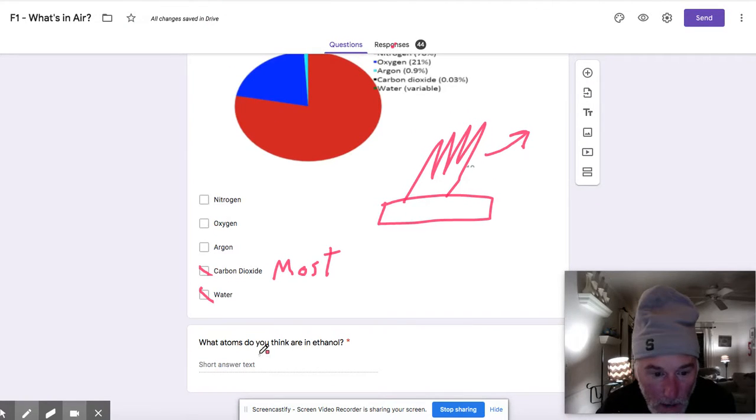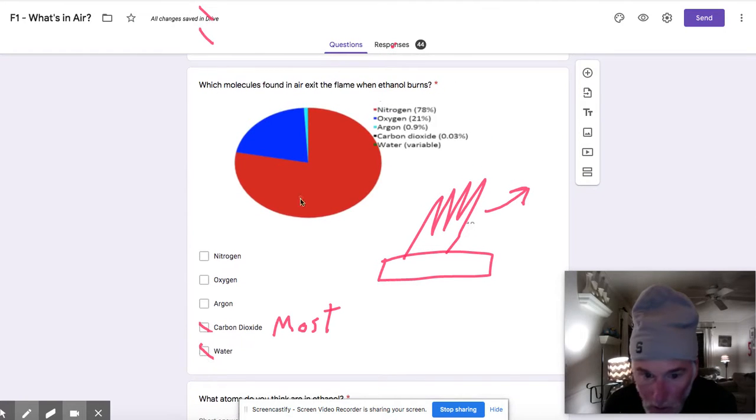All right, then this last one was an optional one. We had a lot of different answers there. What atoms do you think are in ethanol? Going back up to this one here, since we know that by now, if I scroll this back down, we know that oxygen, O2, is going into the flame. And right now we know that CO2 should be coming out. We're going to be trying to prove this today.